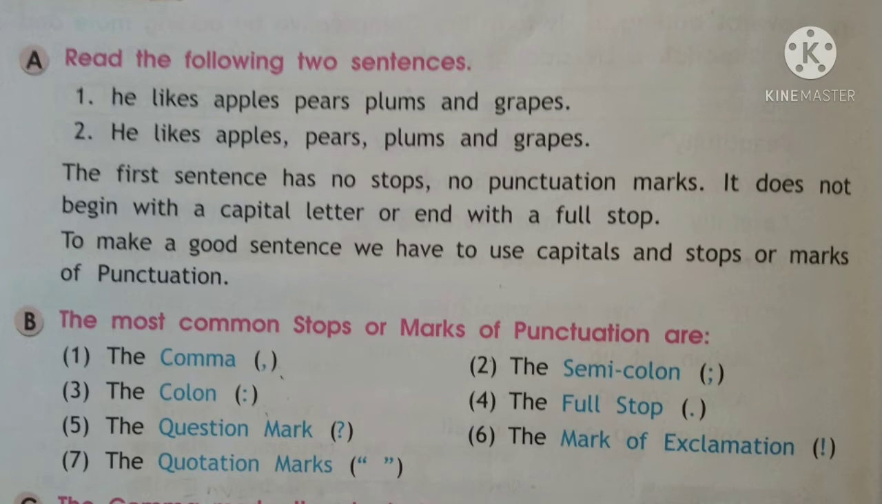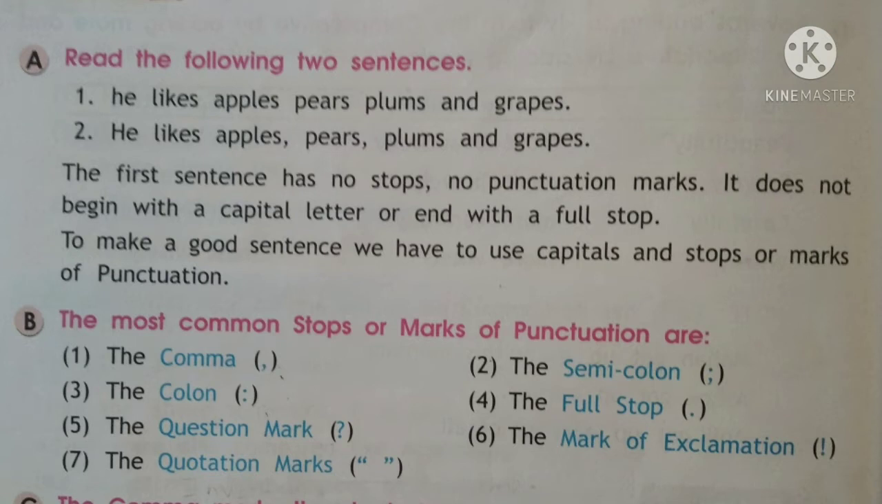The first sentence, when we read it in one breath, did not have any comma or any capital letter in it. But when we read the second sentence, there were commas between the apples and pears and plums. So it gave a little pause and differentiates between the different fruits. This is how, when we use punctuation, it gives a better sense to your sentence.